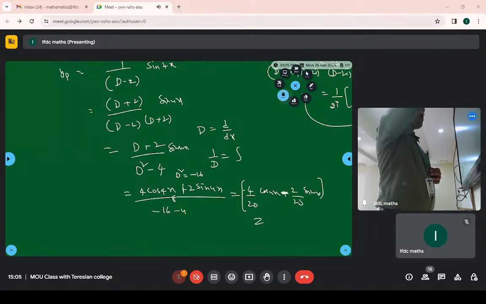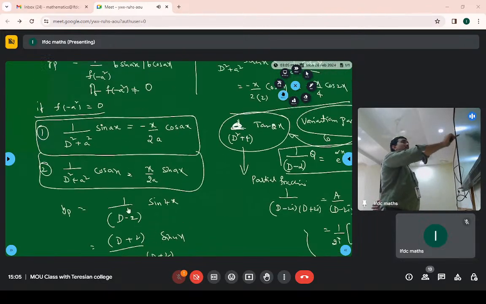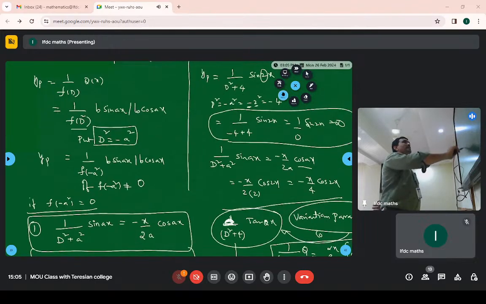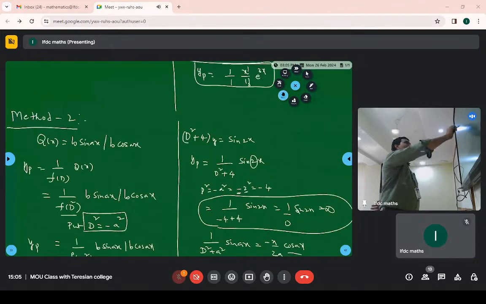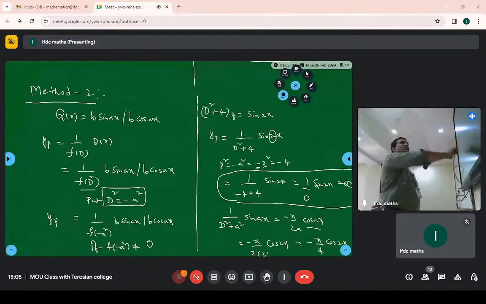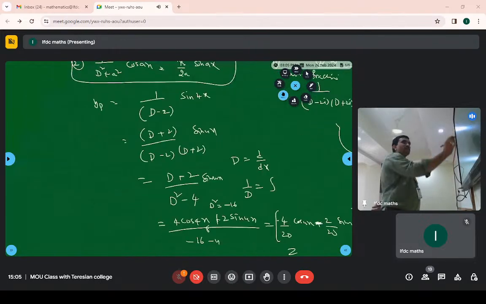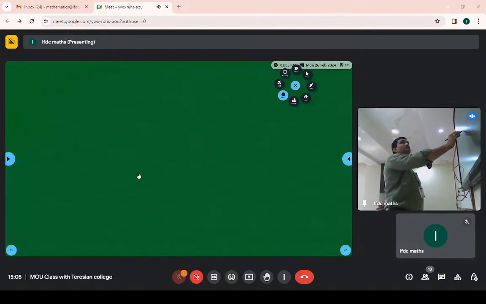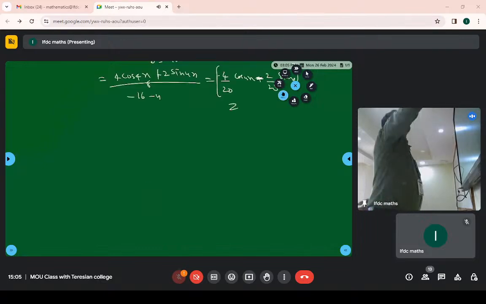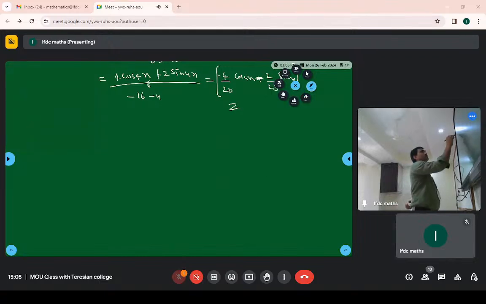First method is b into e power x or constant terms. Second method is b into sin x or b into cos x. This is method number 2. And what is method number 3? Exponential functions: x power k, x power 2, x power 3. These all come under it. Now method number 3, I will give you a glance. So these are the important methods.